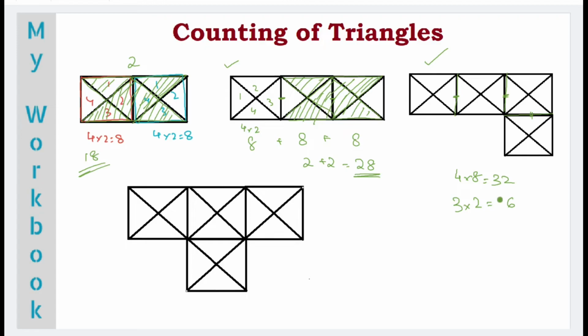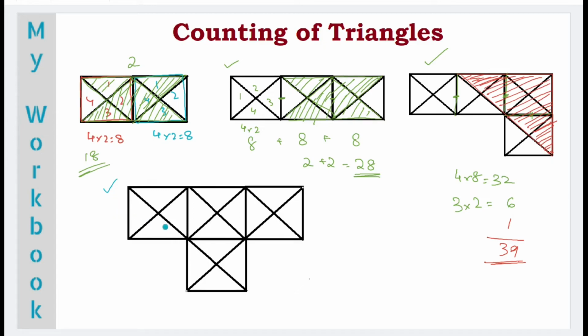Is that all? No. The big one in the right corner. This triangle is yet to be counted in. So that's one more triangle. So totally there will be 39 triangles in this figure. Let's move on to the last image of the slide.